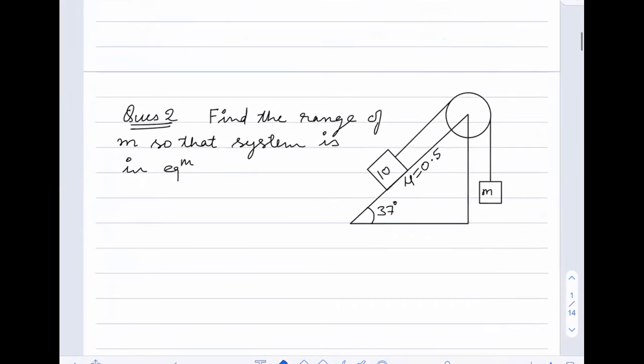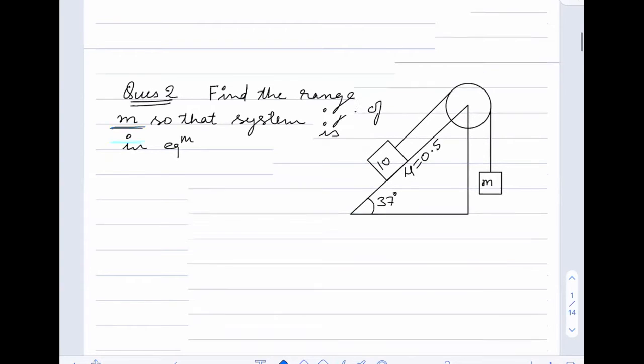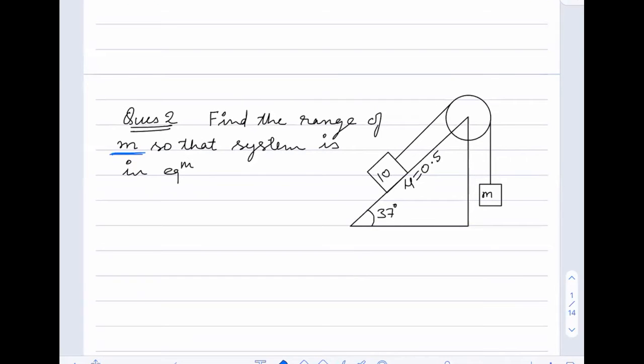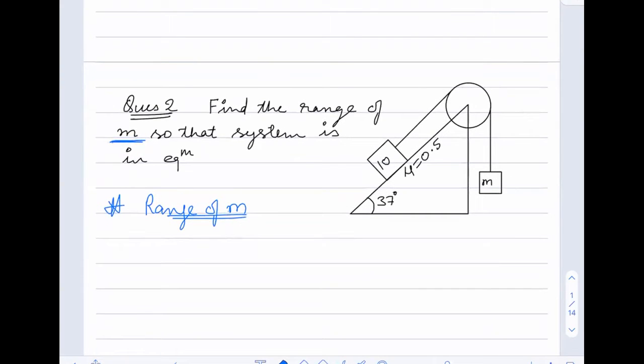It is similar to that. The only thing is the difference in system. It is the same question. In this, you have to find out the range of M. Now, let me give you the hint in this question. Whenever you have questions where you have to find out the range of M, in such questions, what you have to do, you have to move the block on both the sides. So suppose here in this question, you have one block here and one block here.